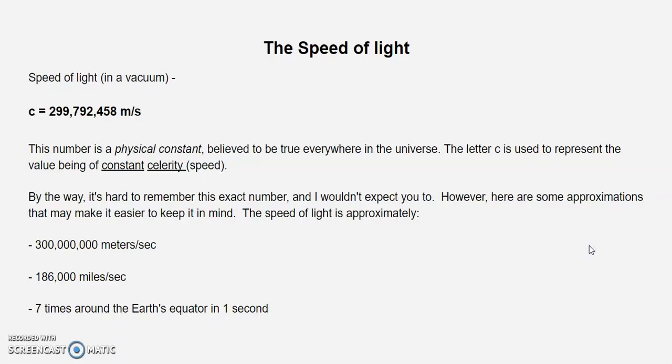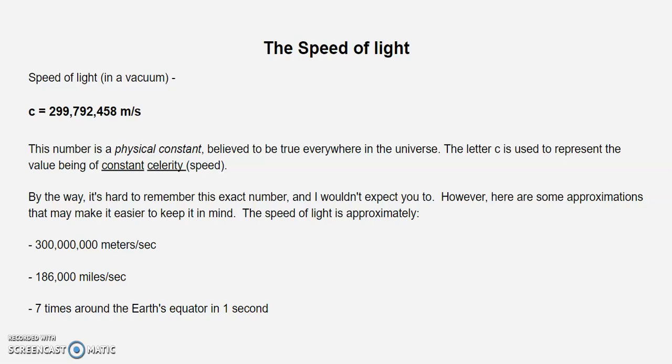Here's my favorite speed. It's every physicist's favorite speed. It's the speed of light. It is a physical constant. It's approximately 300 million meters per second. There's no speed faster so far as we know. We use the letter c to represent it because c stands for constant and celeritas, which is Latin for speed. Constant celeritas, constant celerity.